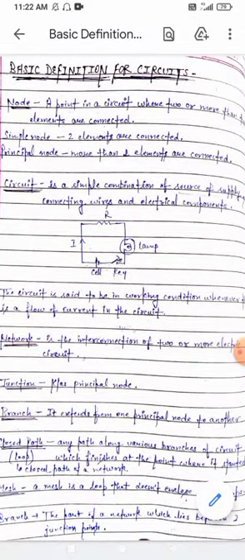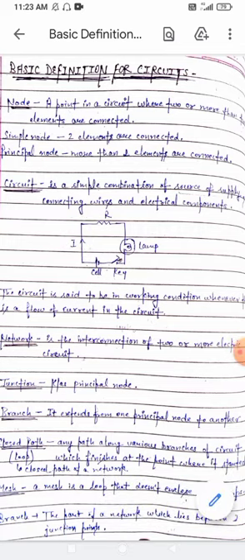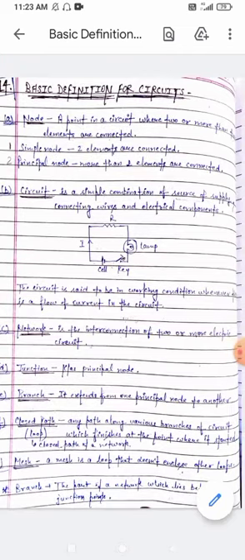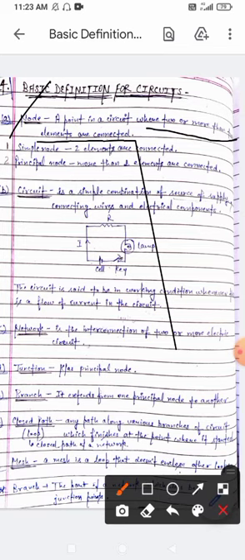Thus a circuit is a simple connection of source of supply like cell, battery, connecting wires and electrical components. A circuit is said to be in working condition when a current I is flowing through the circuit. Now let us talk about what is node. A node is a point in a circuit where two or more than two elements are connected.